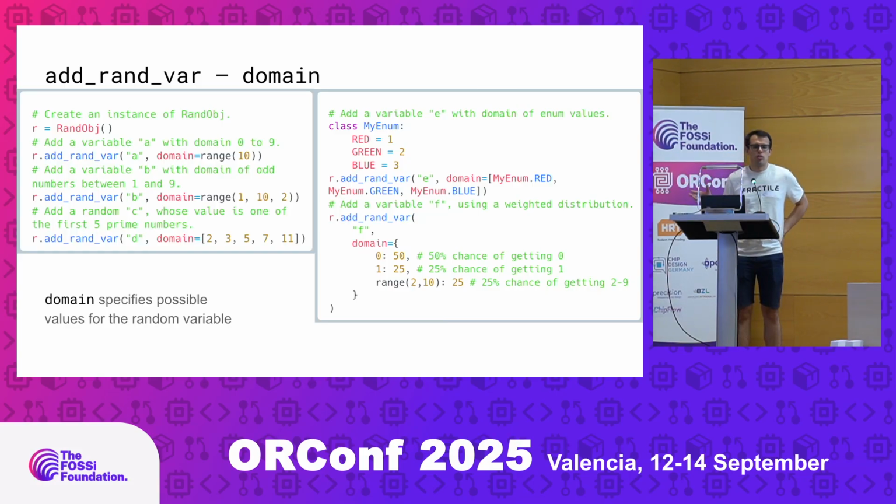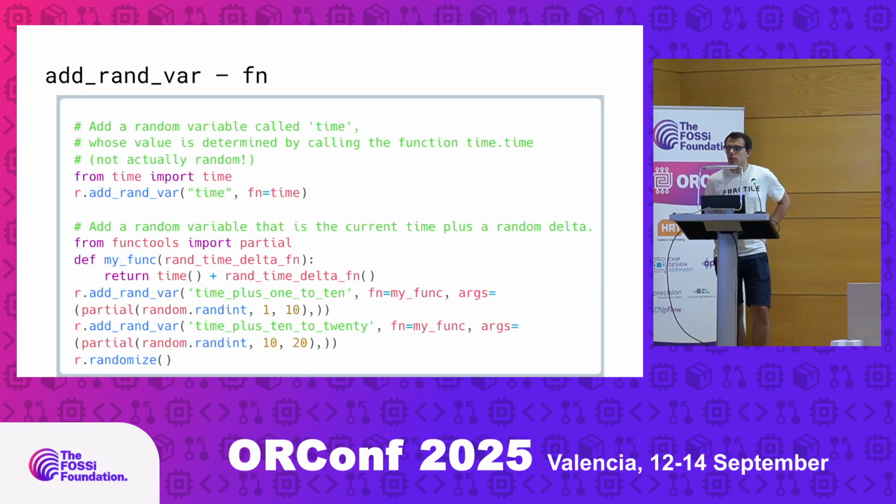distributions, weighted distributions via dictionaries. With a dictionary, it's a bit confusing. The keys are the values, and the values are the distribution, if that makes sense. So on the right-hand side, you've got 50% chance of getting 0, 25% chance of 1, and then 25% chance of 2 to 9. And then the third way, you can specify your own function.